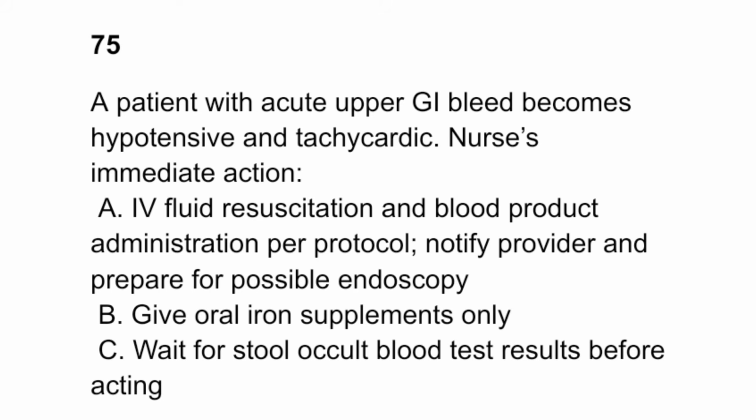75. A patient with acute upper GI bleed becomes hypotensive and tachycardic. Nurse's immediate action: A. Start fluid resuscitation and blood product administration per protocol, notify provider and prepare for possible endoscopy. B. Give oral iron supplements only. C. Wait for stool occult blood test results before acting. D. Place patient on clear liquids and observe at home.